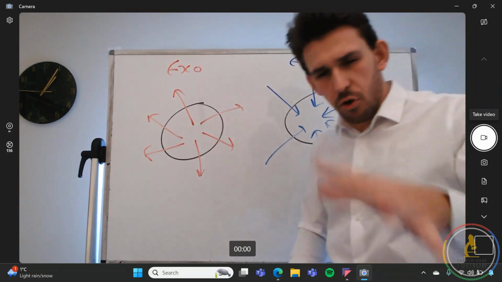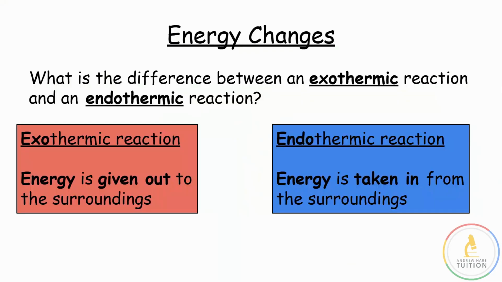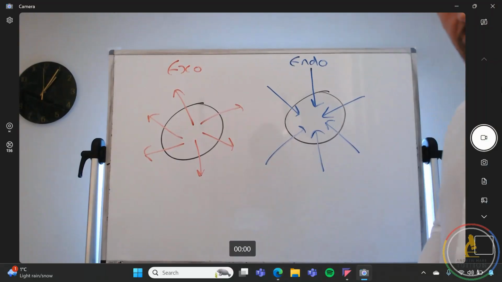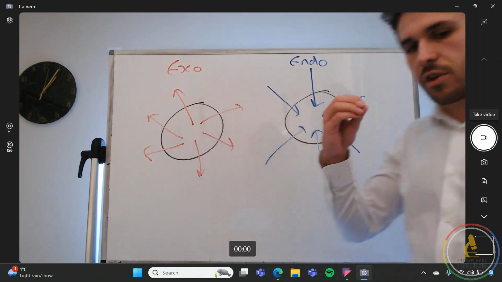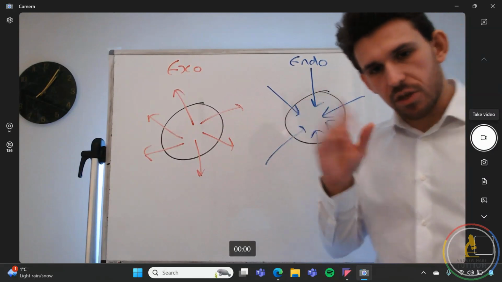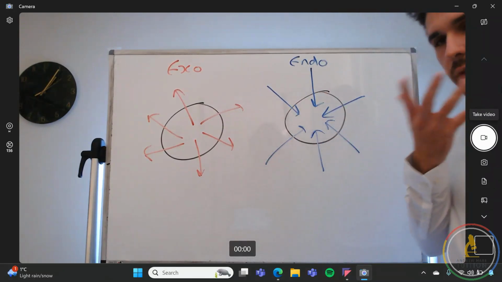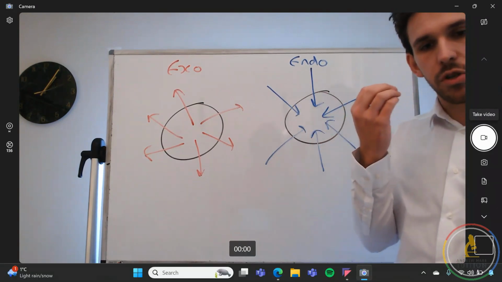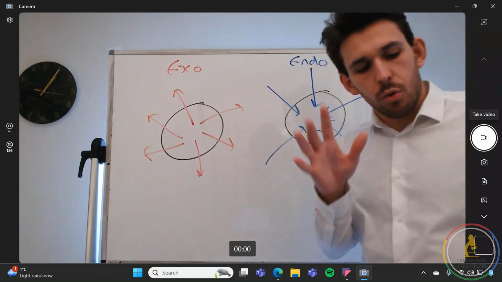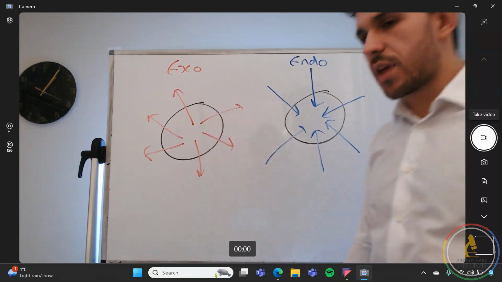Now, before we write these down, I want to ask one quick follow-up question related to this. How will these affect the temperature of the surroundings? You don't need to pause the video or anything, but just have a think. How would an exothermic and an endothermic reaction affect the temperature of the surroundings? Is it going to make the temperature go up, or is it going to make the temperature go down? What do you think?